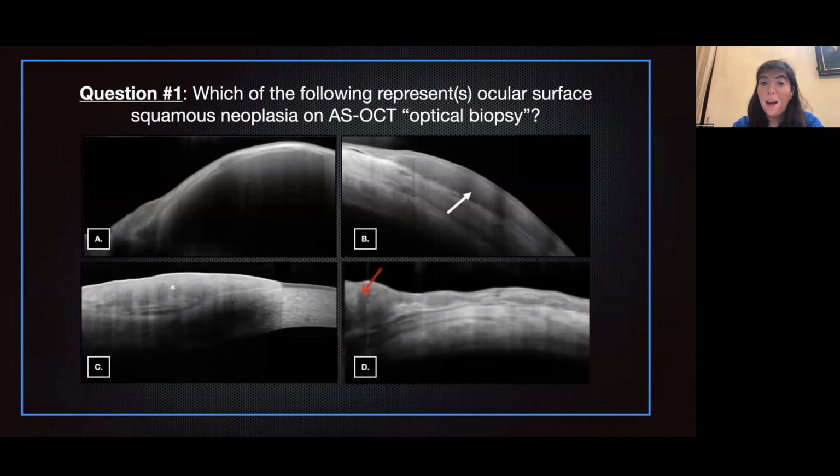So question number 1, again, which of the following represent or represents ocular surface squamous neoplasia on ASOCT optical biopsy? And let's give everyone about 30 seconds or more to really evaluate each of these lesions. And it takes some time. So I want us to give time to really analyze each of these lesions now that we know what we know. And then we will go ahead and answer this question.